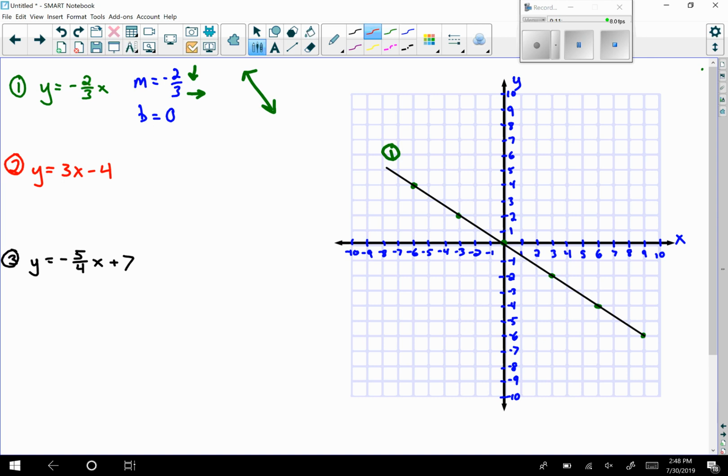If you want to go ahead and try the next 2, go ahead and pause the video and then return to check your work. But in number 2, my slope is 3. Now, if you notice, this is not a fraction, but I can make any number of fractions simply by putting it over 1. So my slope is 3, or 3 over 1. And now my y-intercept, again, keep the sign, is a -4. So I'm going to begin with b. I'm going to go down to -4 on my y-axis.